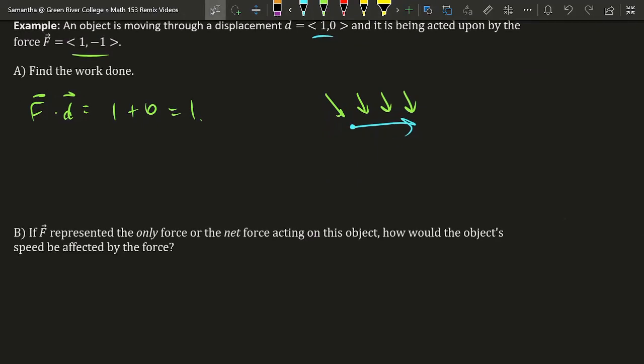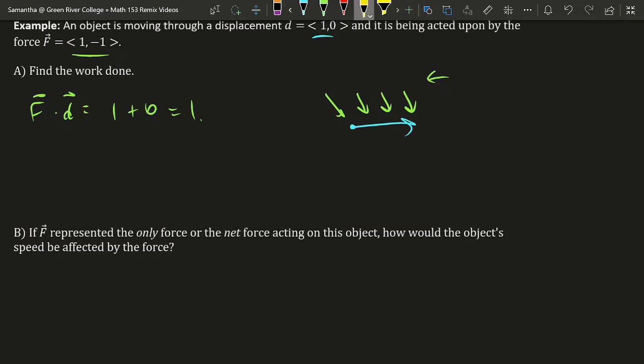Now let's think about this situation. If the force vector F here represented the only force acting on this object as it moved, there's no friction, no drag, no air resistance, nothing else is happening. If you look at this force vector in green acting upon this moving object in blue, what do you think is going to happen? Is the force vector going to cause the object to speed up, or is it going to cause the object to slow down?